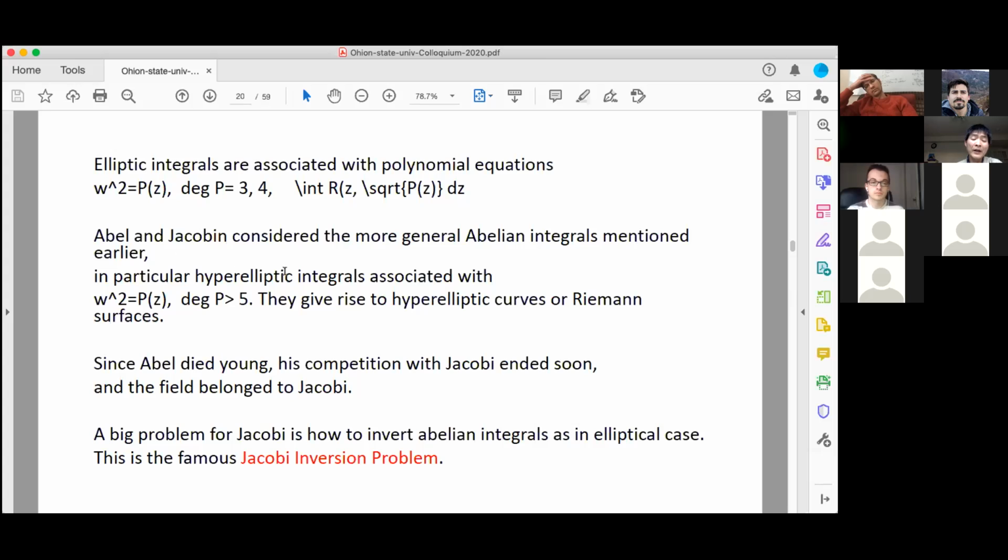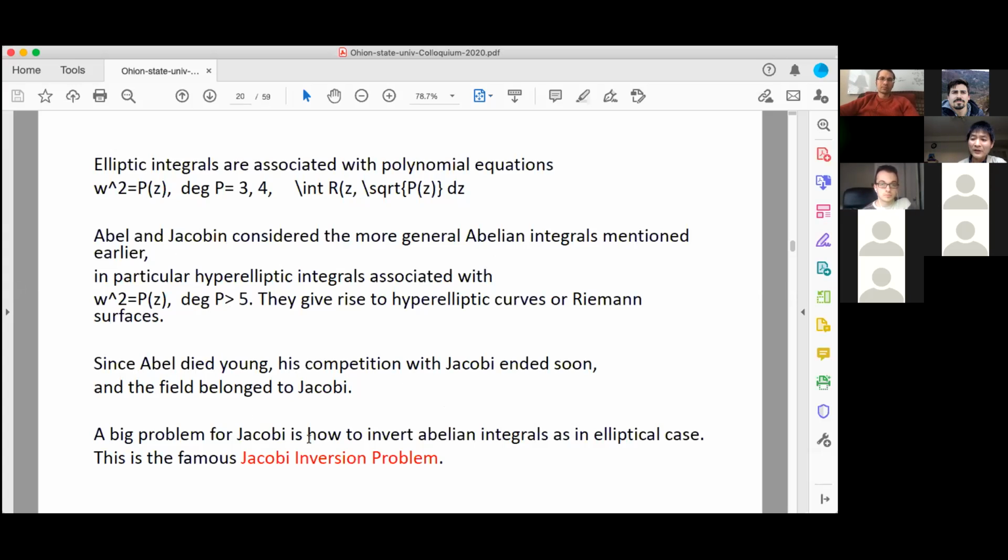So Abel and Jacobi considered hyperelliptic integrals and even more general abelian integrals. I start with R(Z, W), where Z and W are related by polynomial equations. Okay, now they had a competition between Abel and Jacobi. Since Abel died very young, the competition ended very soon. The field was open to Jacobi.